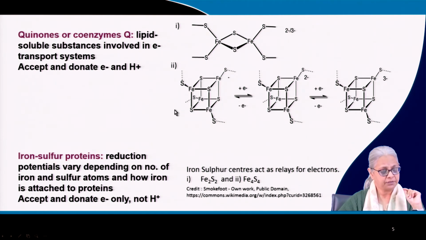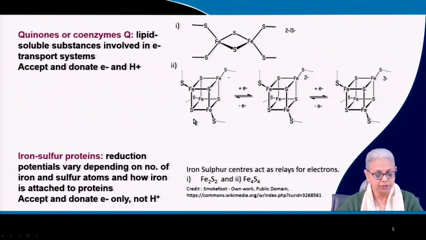And then we have the iron sulfur proteins. Now these iron sulfur proteins act as relays for the electrons. So you can see different examples: Fe2S2, Fe4S4, and change in the reduction potential will depend on the number of iron and sulfur atoms in these proteins and how many iron atoms are attached to these proteins. They are capable of accepting and donating only electrons, not protons. So these are schematics to show you the different types of iron sulfur proteins.